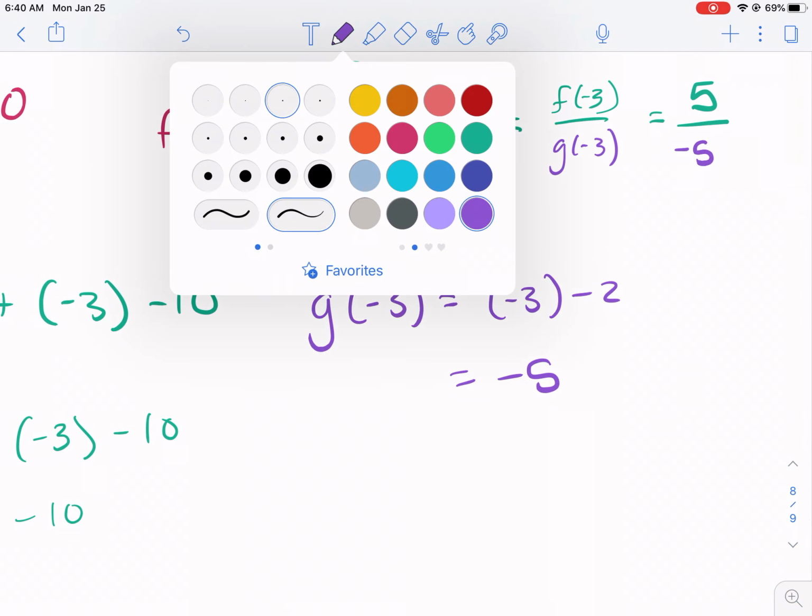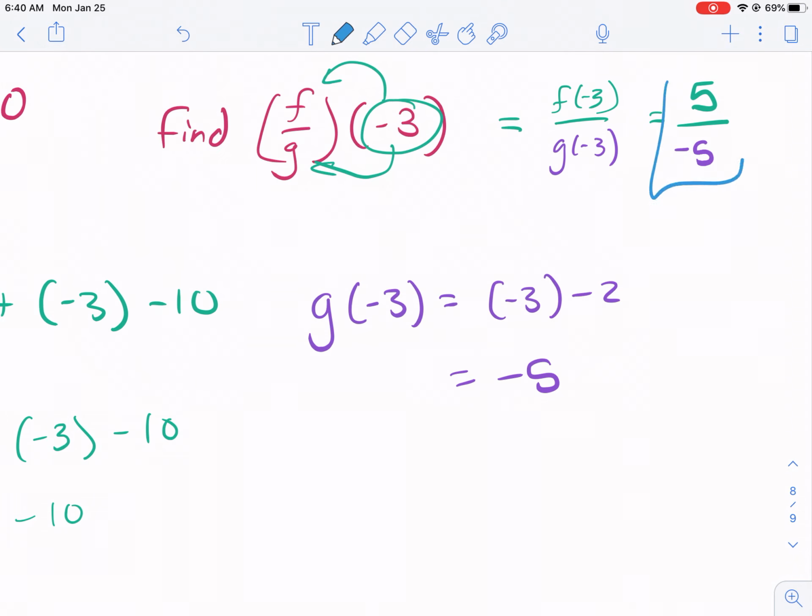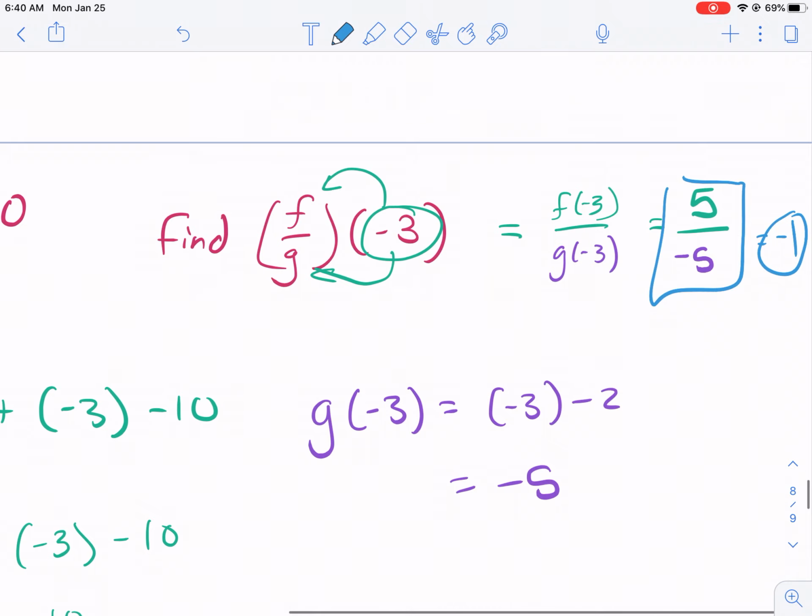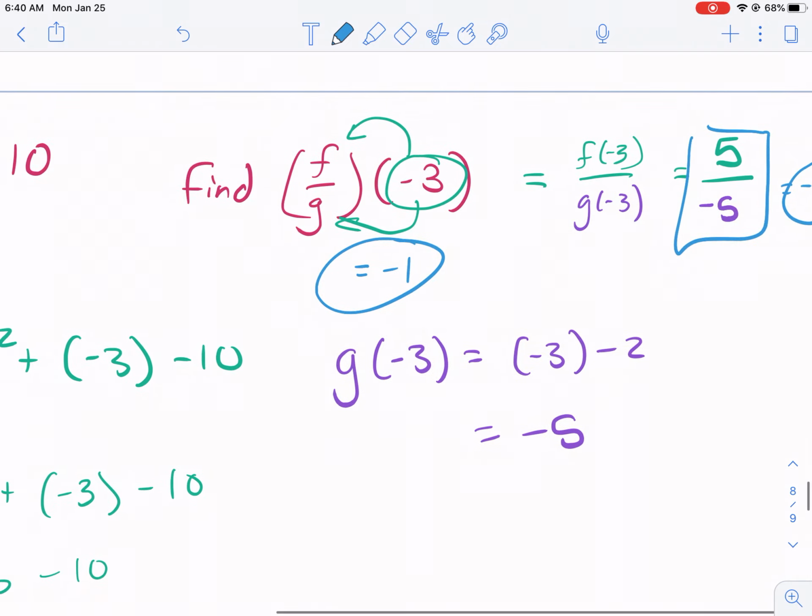Once you get these two things, it's as easy as just dividing the top by negative 5. We get our answer. So f divided by g of negative 3 is equal to that result. Okay, that's the short way to do it.